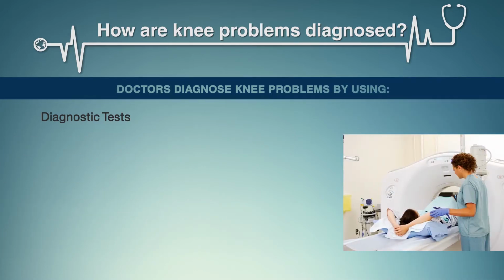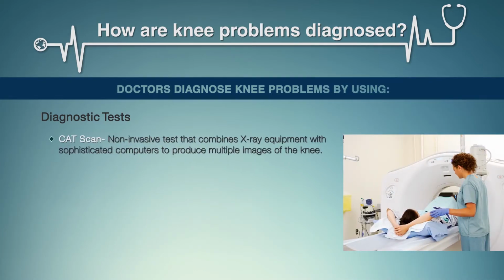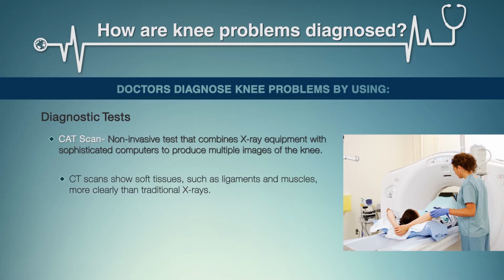Computerized axial tomography, or CAT scan, also called a computed tomography or CT scan, is a non-invasive test combining X-ray equipment with sophisticated computers to produce multiple images of the knee. The computer can combine the individual images to create a 3-dimensional view. CT scans show soft tissues such as ligaments and muscles more clearly than traditional X-rays. This makes them more useful for diagnosing certain knee problems, such as a torn meniscus.